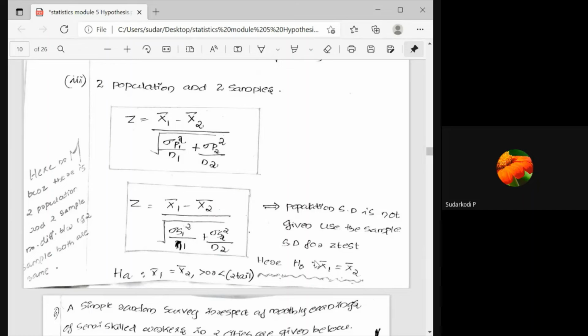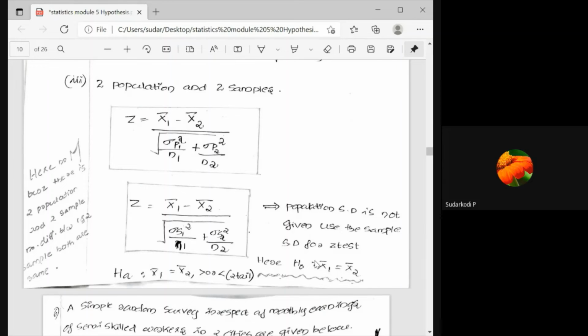So when you have in your question two populations and two samples, then your z-test formula is x1 bar minus x2 bar whole divided by root over standard deviation of population 1 square divided by n1 plus standard deviation of population 2 square divided by n2. Note down this formula. This is the formula used when you have two populations and two samples.